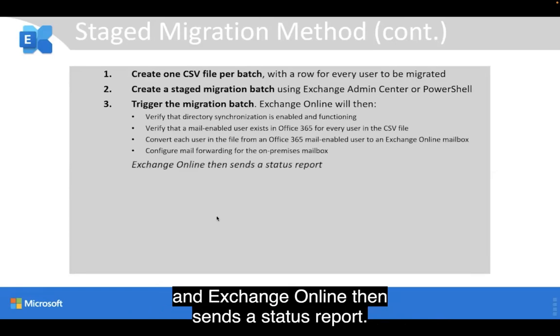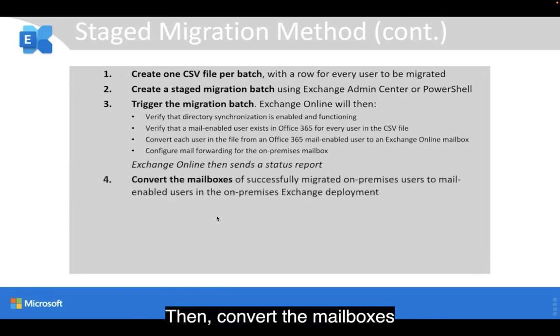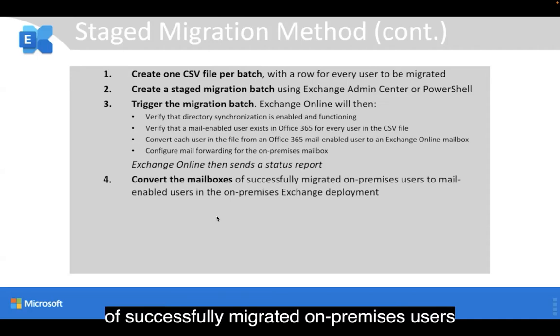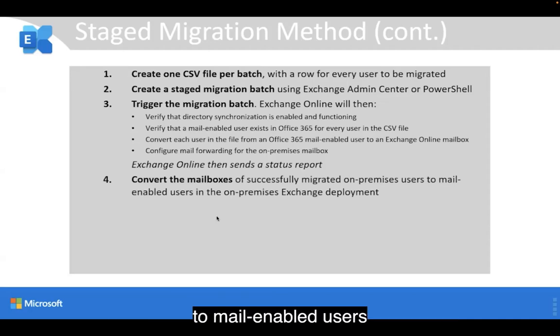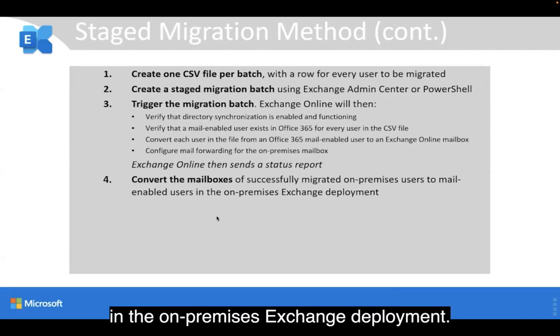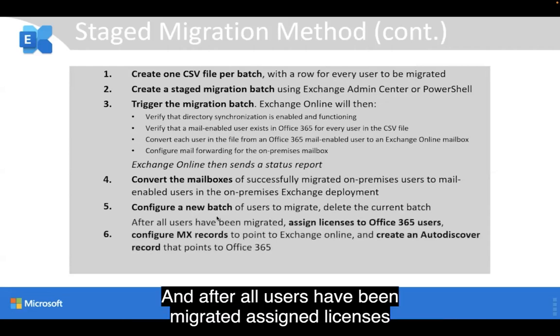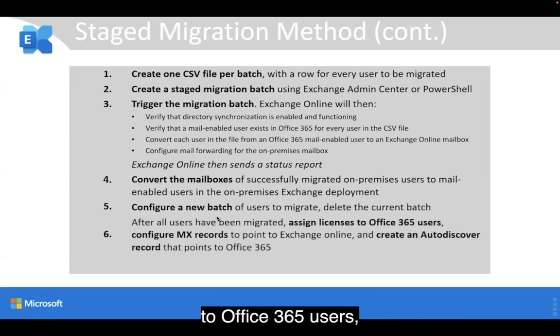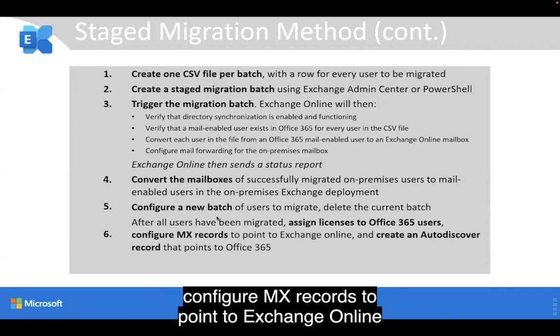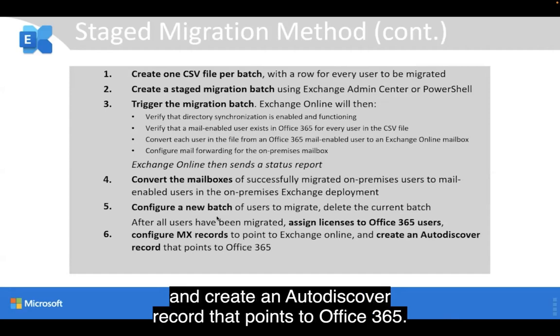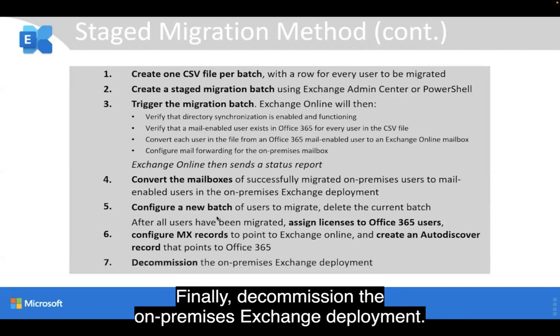sends a status report. Then convert the mailboxes of successfully migrated on-premises users to mail-enabled users in the on-premises Exchange deployment, configure a new batch of users to migrate and delete the current batch, and after all users have been migrated, assign licenses to Office 365 users, configure MX records to point to Exchange Online, and create an auto-discover record that points to Office 365. Finally, decommission the on-premises Exchange deployment.